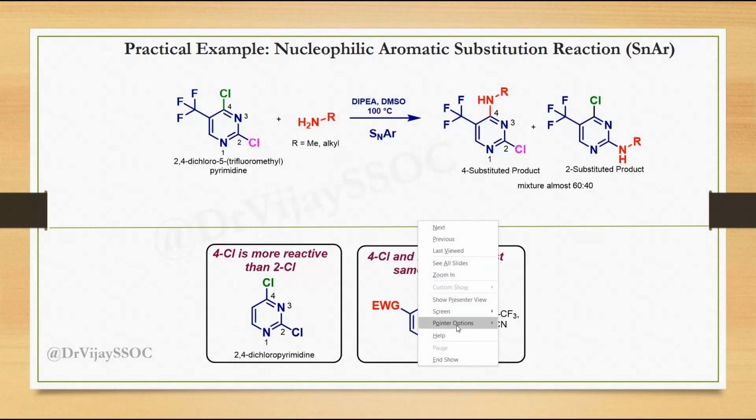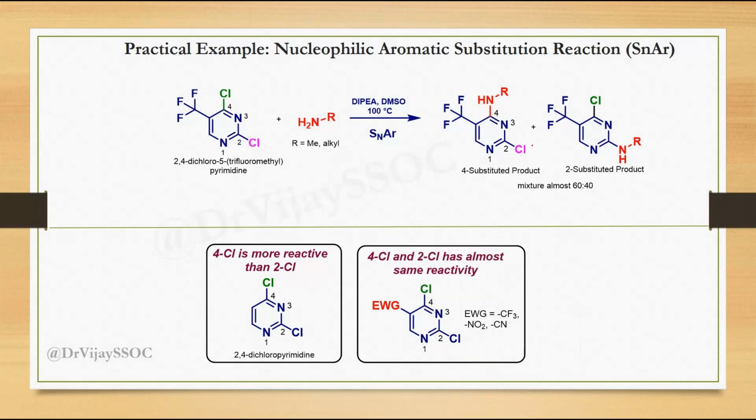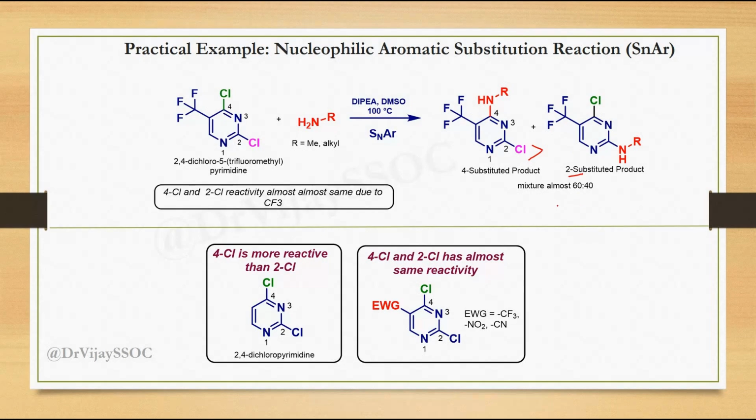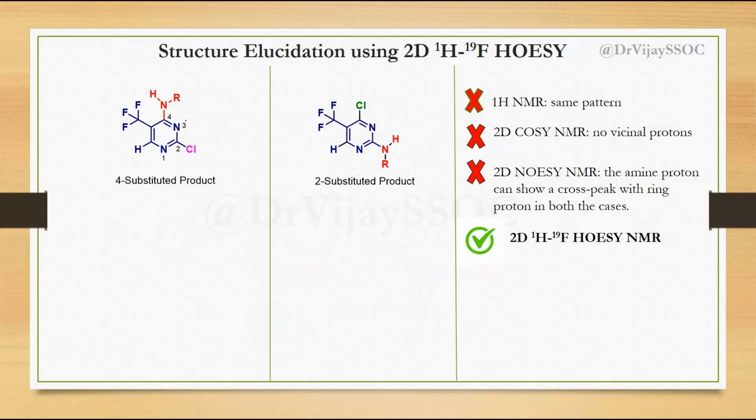But this compound will always be slightly major in amount as compared to the 2-substituted product. Now here I just try to say that the 4-chloro and 2-chloro reactivity is almost the same due to the presence of the CF3 group. So now let's move forward. So you will have a mixture of 4-substituted and 2-substituted products.